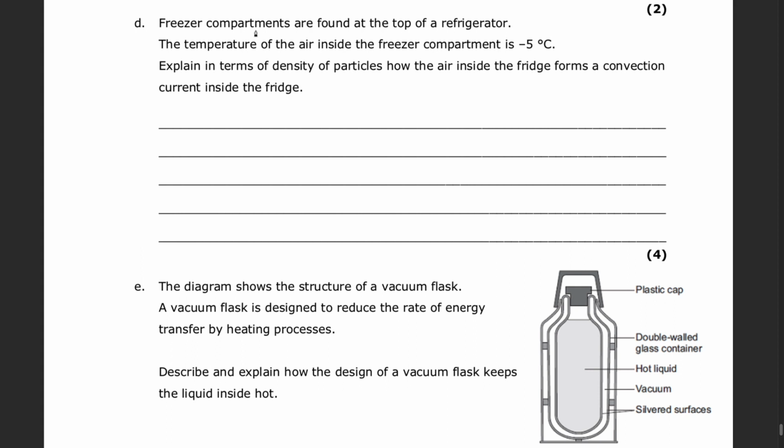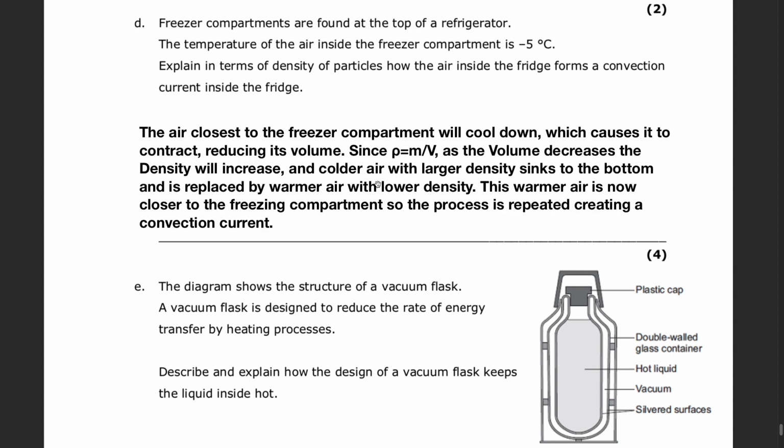So since the freezer compartment is at the top, that is going to cool the air around it, which will contract, which will decrease in volume, which will increase in density, and that air that has been cooled will fall to the bottom, and it will be replaced by warmer air at the top, which will then be cooled by the freezer compartment, and the cycle will repeat, creating the convection current.